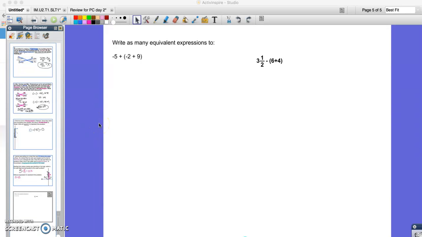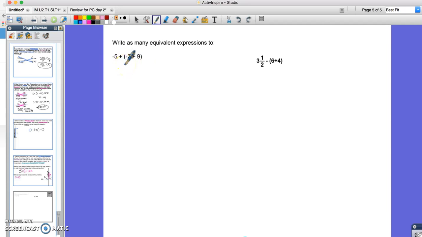For number 5, we're asked to write as many equivalent expressions to the following that are given to us. Now, there are a ton of expressions that we can write for each one of these. So I want to just highlight the major points of when we're looking for equivalent expressions, what we're looking for. So for this first one, -5 plus parentheses -2 plus 9.